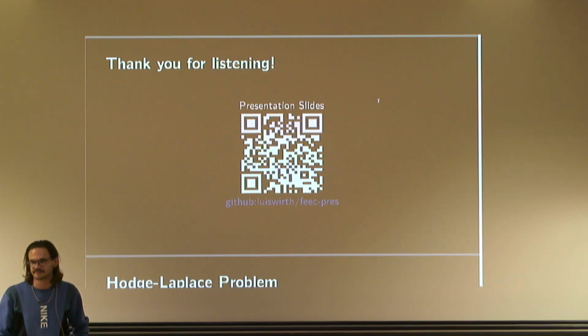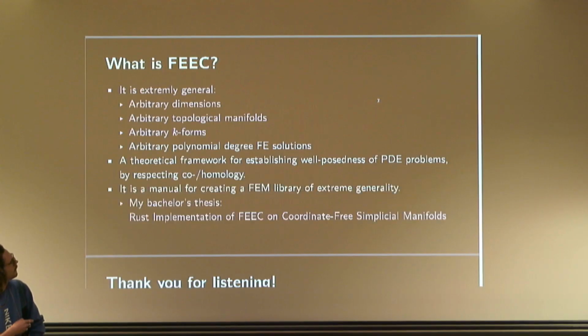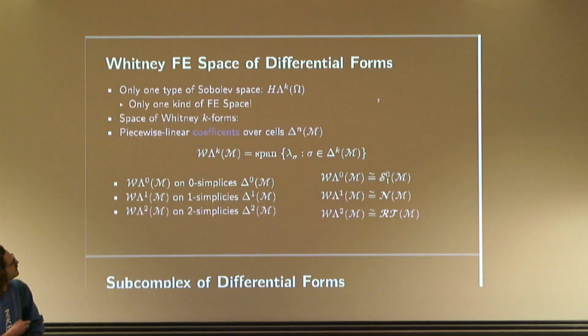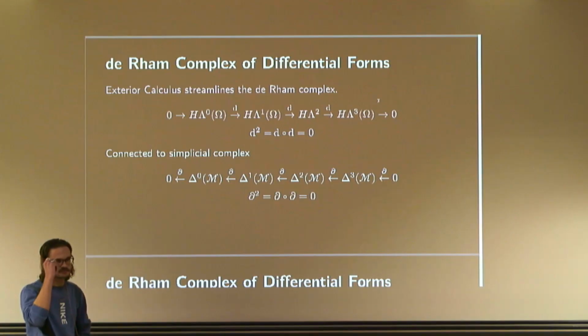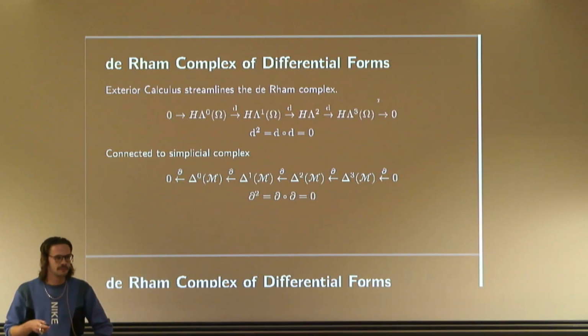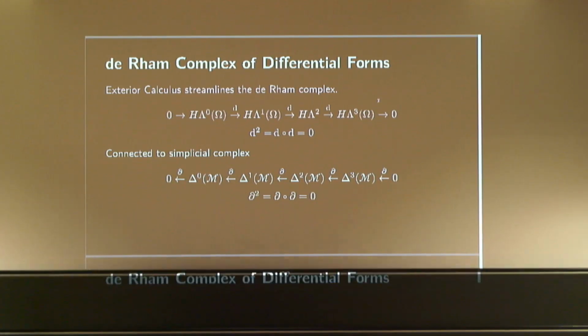Any questions? Yes. You said that the boundary operator squared is 0. Yes. But why? Because if you take the boundary of a tetrahedron, I can quickly show you an example.